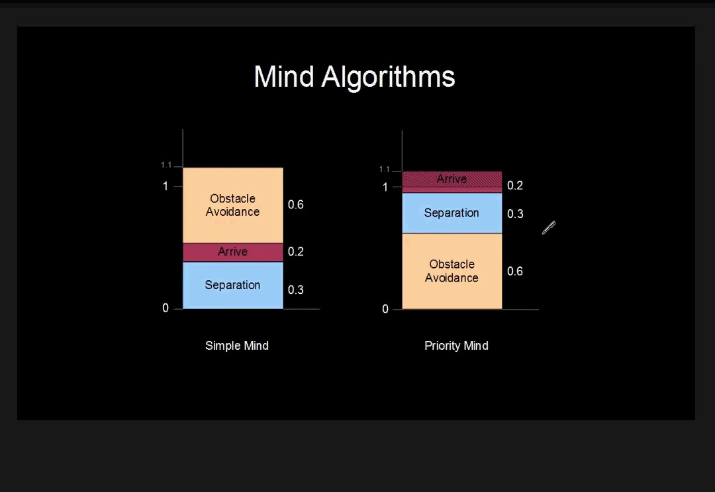If obstacle avoidance returns zero force, for example, if there's no obstacle, we have these two behaviors with 0.3 and 0.2, and they will fall fully into the calculation because our max priority is 0.5. The advantage in priority mind is that behaviors with higher priority can eliminate behaviors with smaller priority.